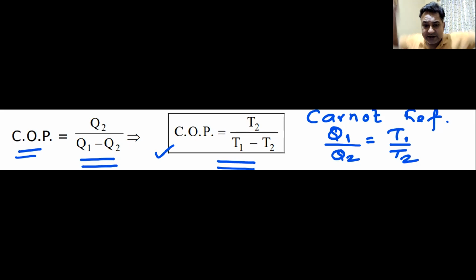Can I have some raise hand that we understand this? Okay, please note this down. This is the formula for Carnot refrigerator.